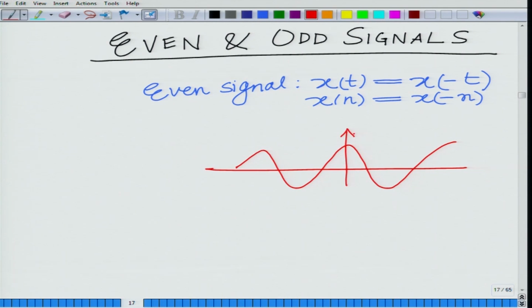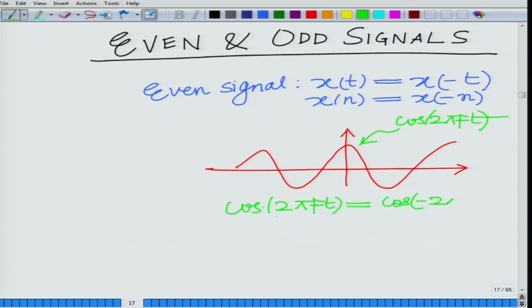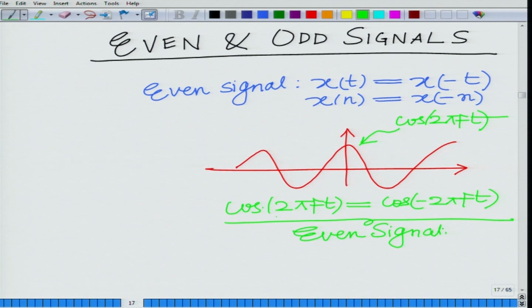So, this is your cosine 2 pi f c t. This is an example. You can see that cosine 2 pi f t equals cosine of minus 2 pi f t, and this is a classic example of an even signal.